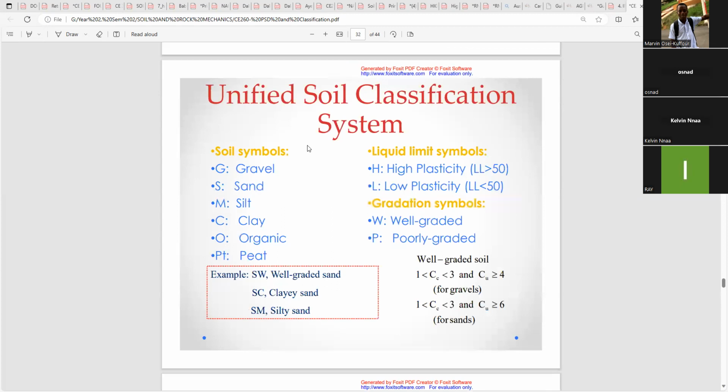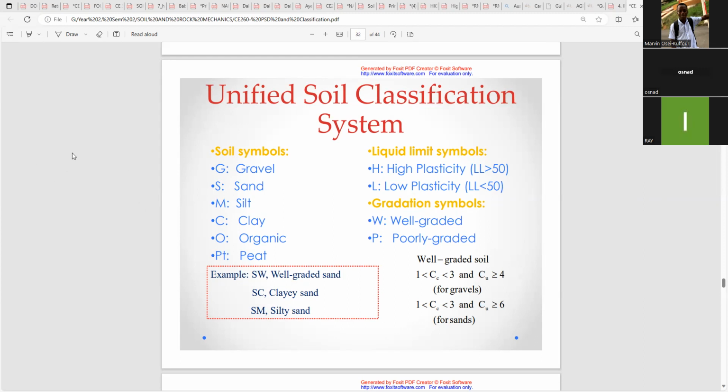So the symbols, as usual: we have the G representing the gravel, the S the sand, M to be silt, C to be clay, O to be organic. And we have a newly introduced symbol, PT, which is peat. H still represents the high plasticity, L low plasticity, and for the gradations, we have W to be well graded and P to be poorly graded.